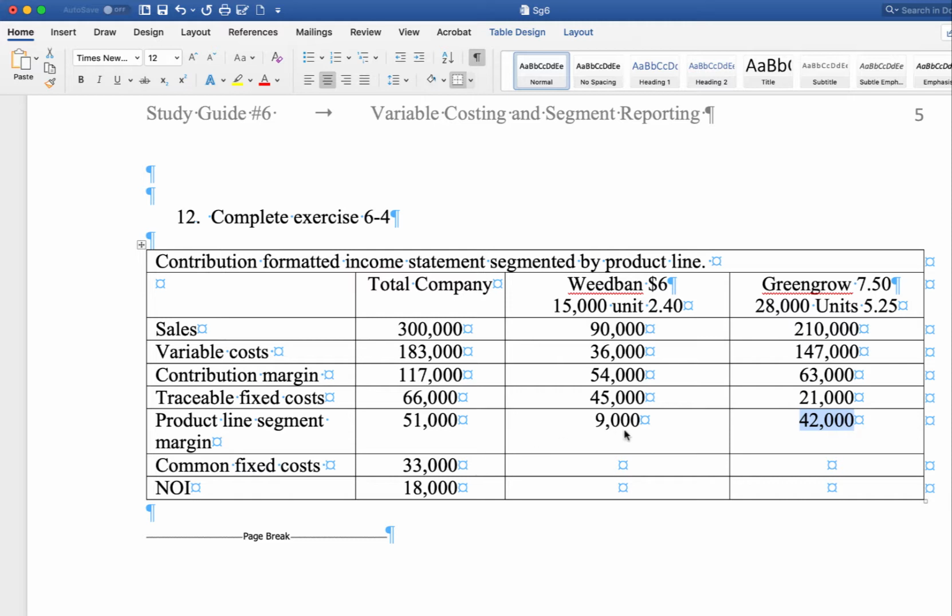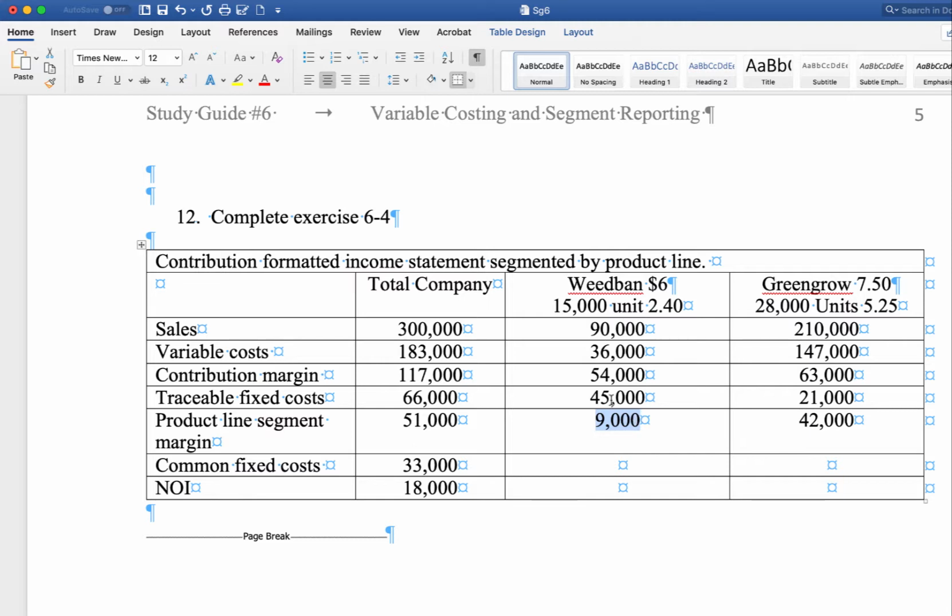Okay, so the point is, when we're analyzing this and we're thinking, well, should we get rid of one division or one product line or one territory, we need to consider what are we getting rid of, right? What are we losing? Well, we're losing this product line segment margin, okay?